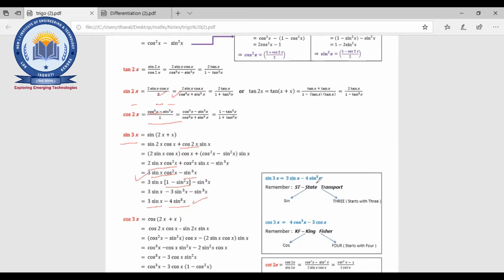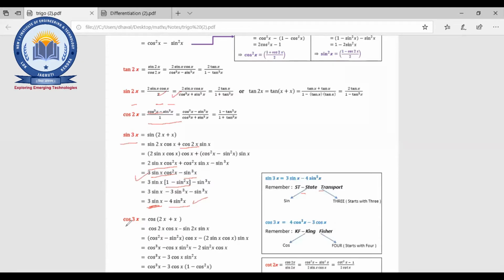Now, this is the way you can remember it. S T, state transfer: S for sine and T means 3. So first it will start with 3 sine x, nothing else. So sine 3x is 3 sine x minus 4 sine cube x. So that is the thing.